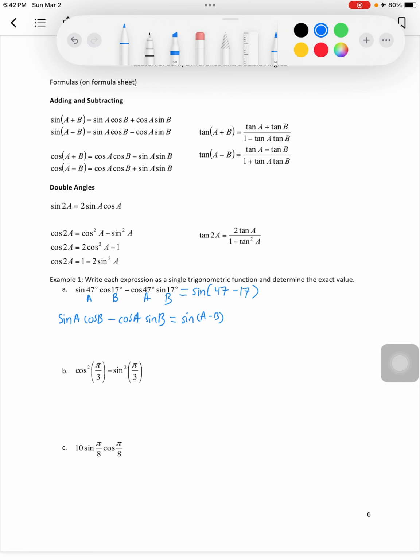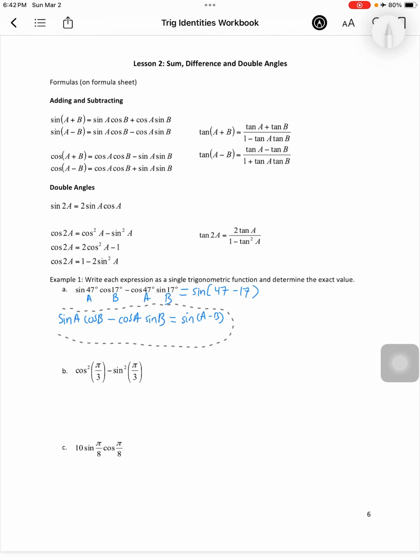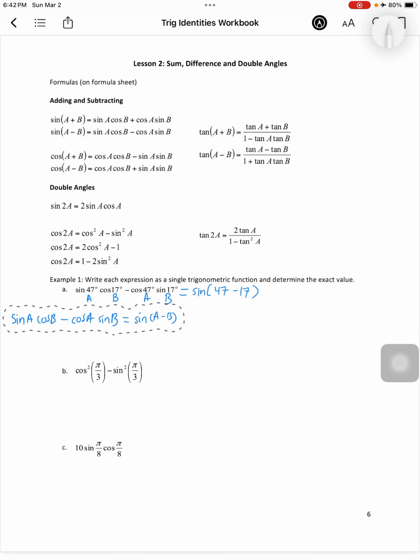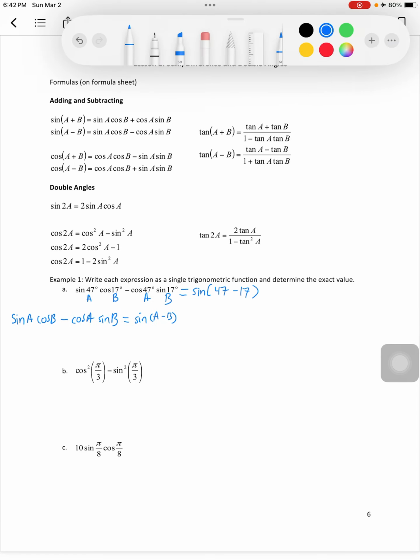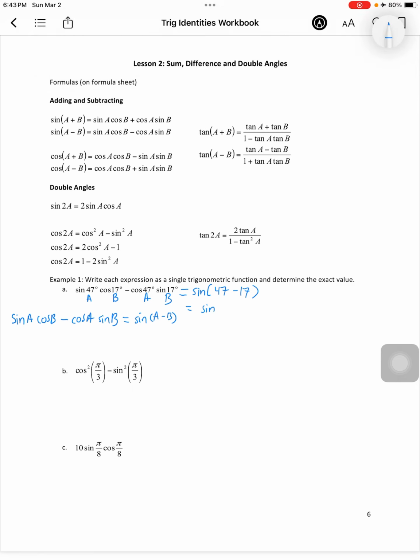So now, I'm just going to move this to the side. We're just going to simplify this further. So here we see 47 minus 17 is going to be 30. So we have sine 30 degrees, and then sine 30 based off of your special triangle, it's going to be 1 over 2. And that would be your answer.